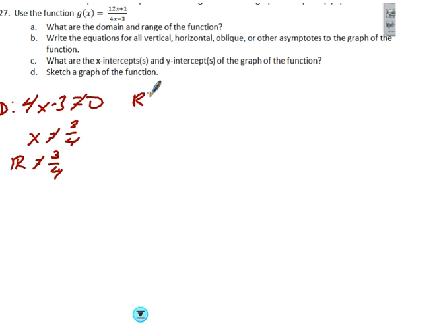The range, on the other hand, you're thinking all the y values, but what you really want to do is take a look at the highest power x in both numerator and denominator. And you end up with 12x over 4x. If you divide that out, you just get a 3, which means your range is anything but 3. So all real numbers that are not 3.